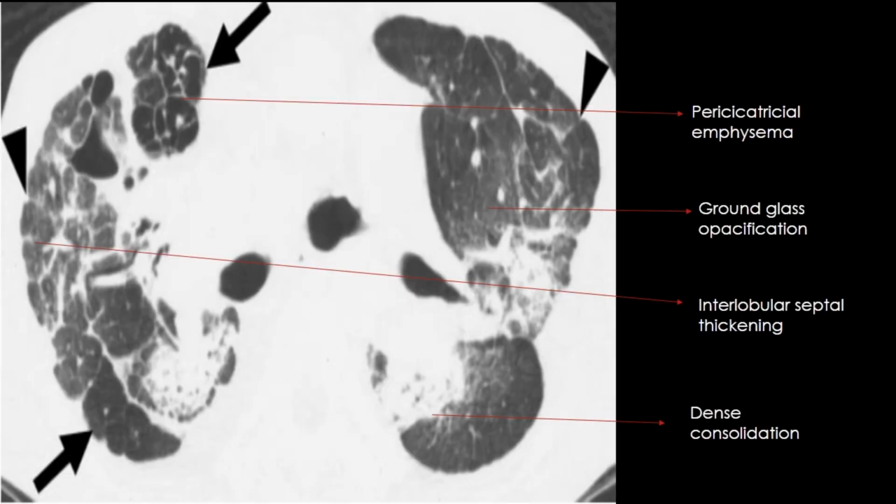An axial CT chest in the lung window where you can find areas of pericicatricial emphysema noted over here together with the areas of ground glass opacification and also few areas showing interlobular septal thickening and also dense areas of consolidation in the bilateral lung fields.